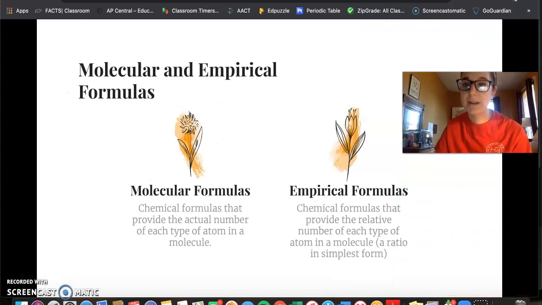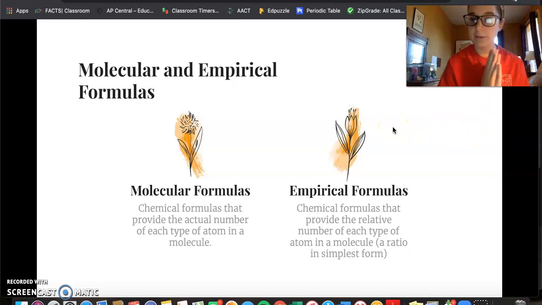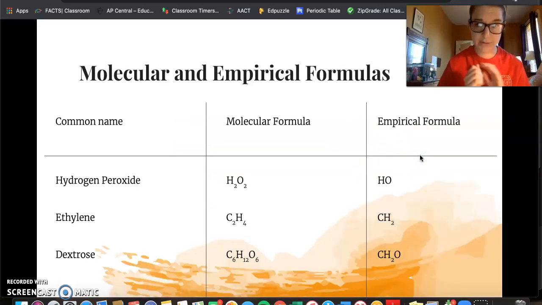Next, we're going to talk about molecular and empirical formulas. The molecular formula is the chemical formula that provides the actual number of each type of atom in a molecule. The empirical formula is a chemical formula that tells us the relative number of each type of atom in a molecule, which is basically the ratio in simplest form. So the molecular formula tells us the exact composition. The empirical formula tells us the ratio of elements in that compound. Empirical formulas are written as the smallest whole number ratio from one atom to another, and molecular formulas are written using the actual number of each atom contained within a molecule.